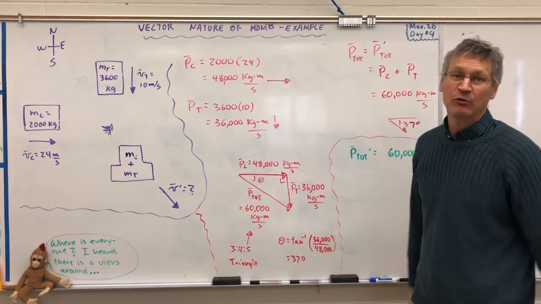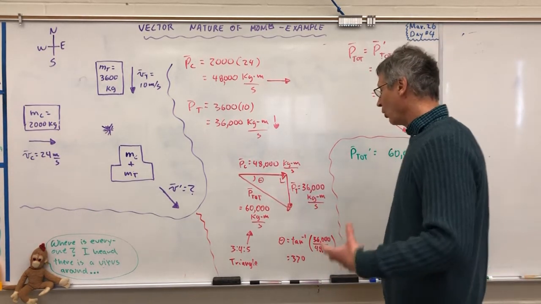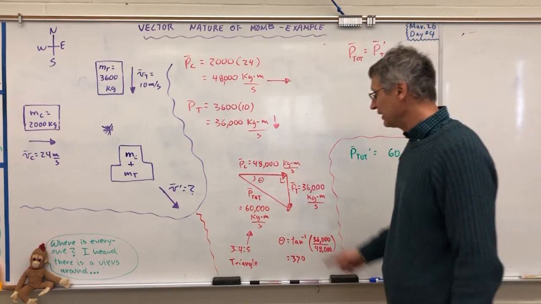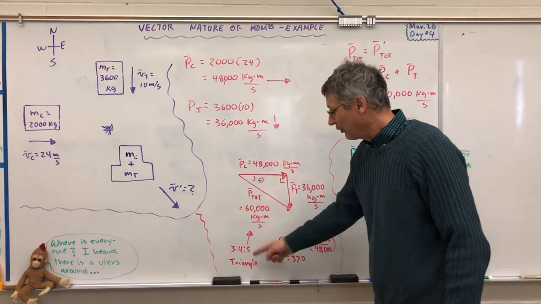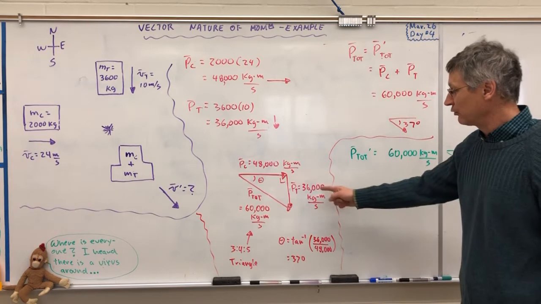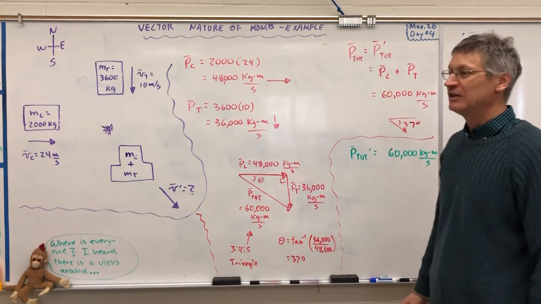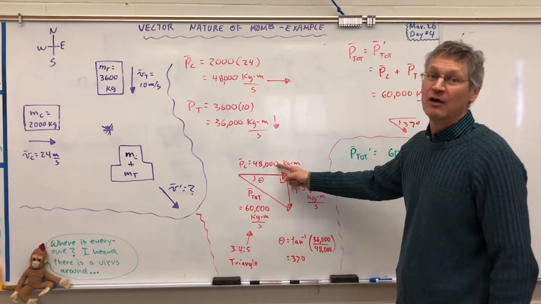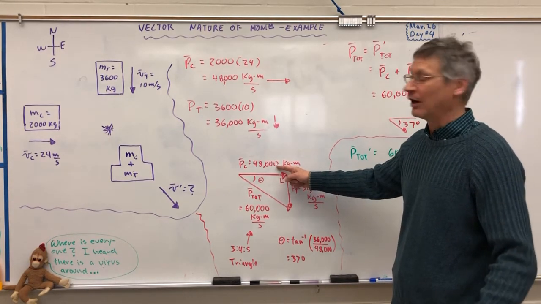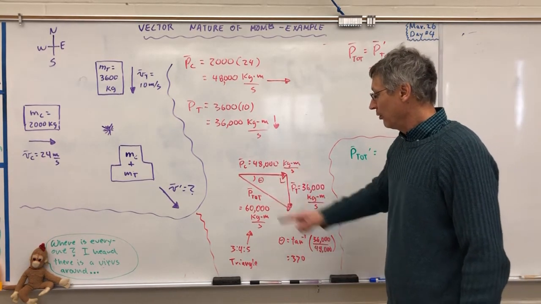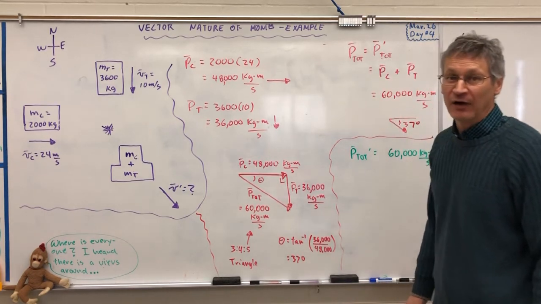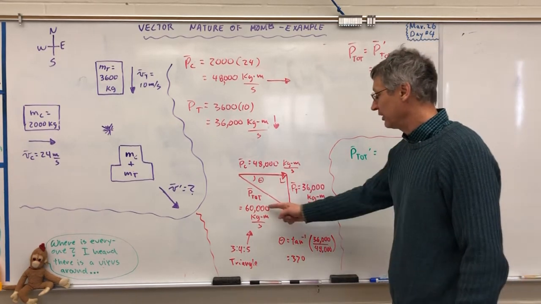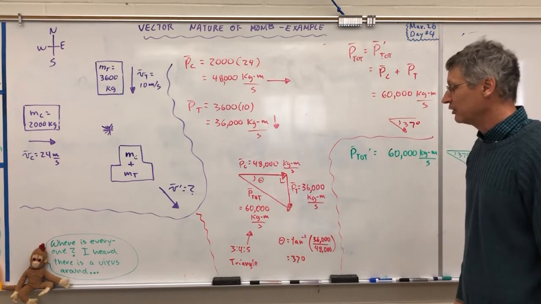And you can figure that out using Pythagoras, or you might notice that this is actually a 3, 4, 5 triangle. This is a 3 side. 3 times 12,000 is 36,000. This is the 4 side. 4 times 12,000 is 48,000. So this is the 5 side. 5 times 12,000, there's our answer. 60,000 kilogram meters per second.